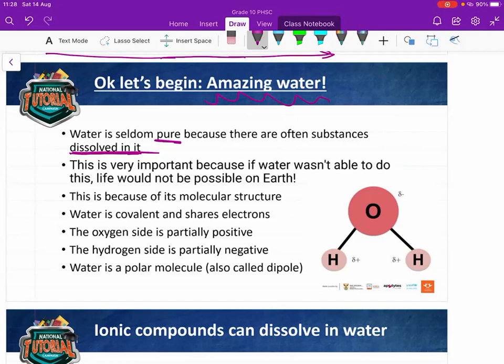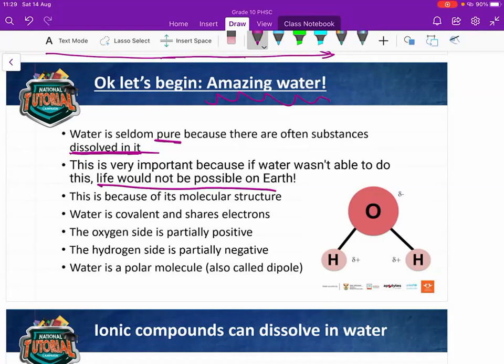But that just shows you that water looks the same, but there's different things dissolved in it. And water is quite amazing in that things can dissolve in it. And that's what this whole chapter is about. It's about things or chemicals or salts dissolving in water. Life would not be possible on Earth if that couldn't happen.